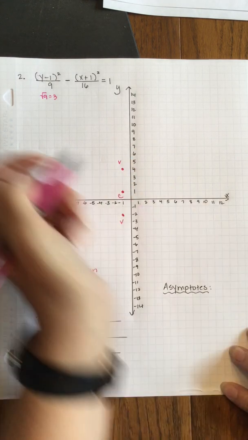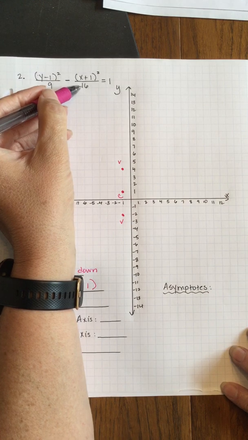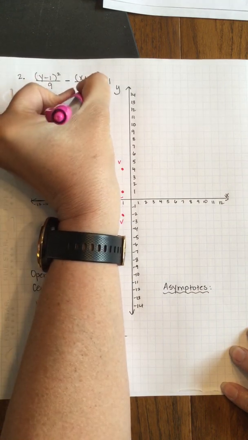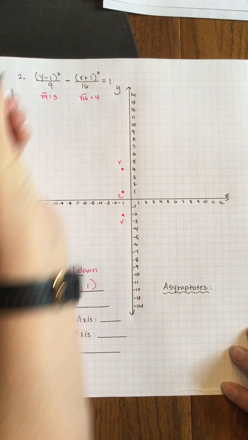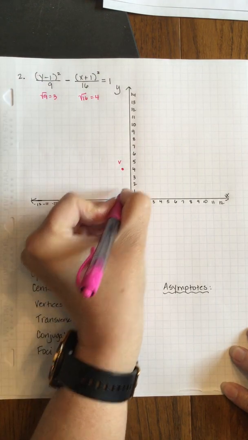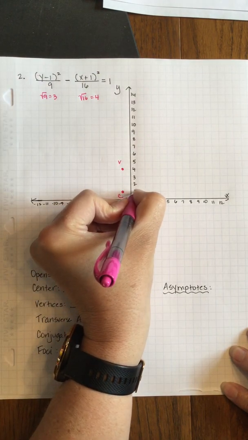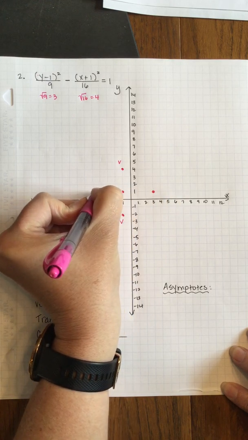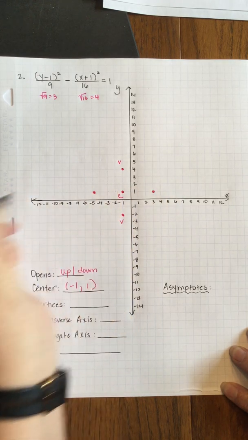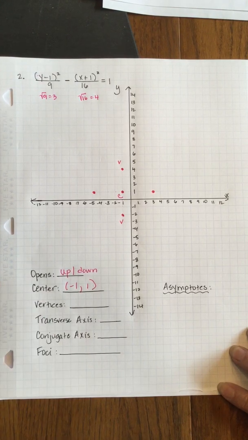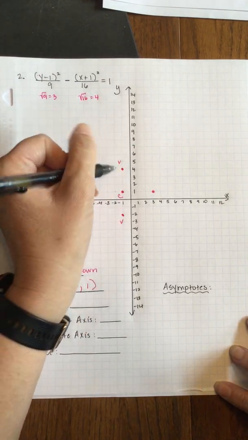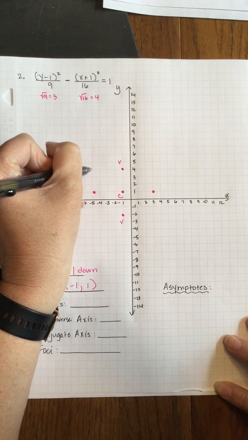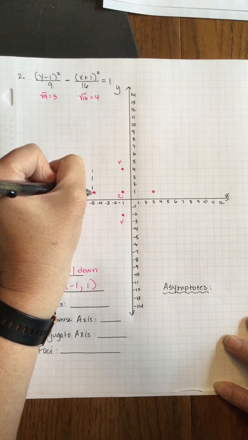Okay? Now let's come over here to the x. The square root of 16 is 4. So I'm going to take my center. I'm going to count right 4. 1, 2, 3, 4. Plot a point. I'm going to count left 4. 1, 2, 3, 4. And I'm going to plot a point. And so these represent the midpoints of my rectangle. So I'm going to draw my rectangle in here.